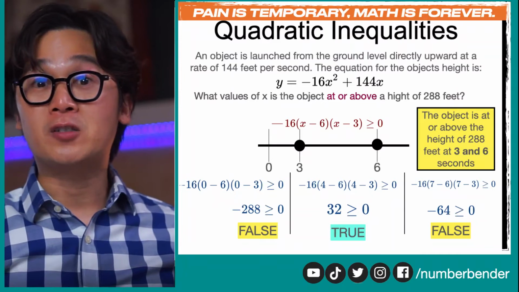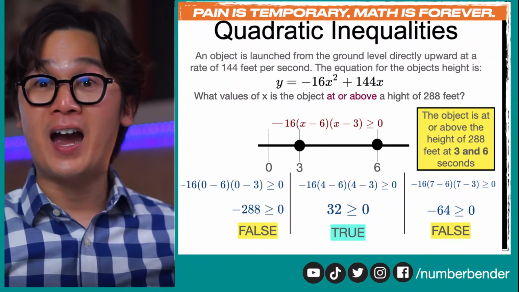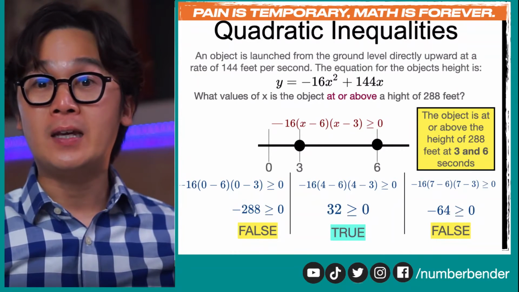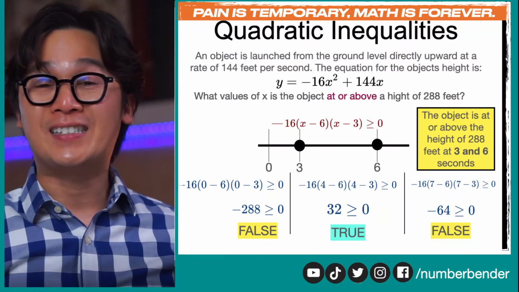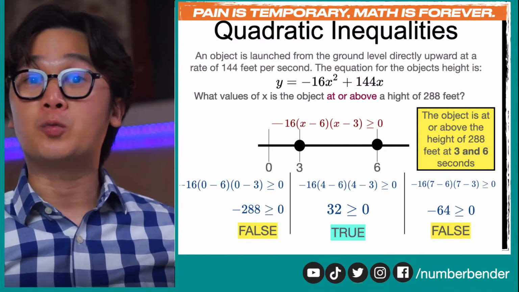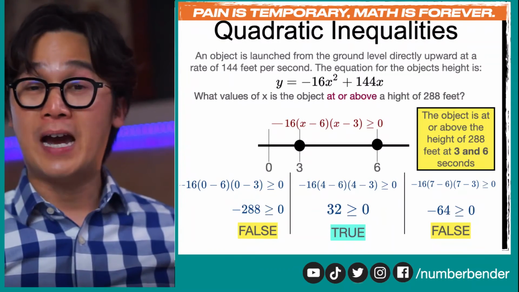That means, to answer the question, what values of x is the object at or above a height of 288 feet, the answer is going to be in between 3 and 6 seconds based on the inequality that we have just formulated. So this is our first word problem involving quadratic inequality.